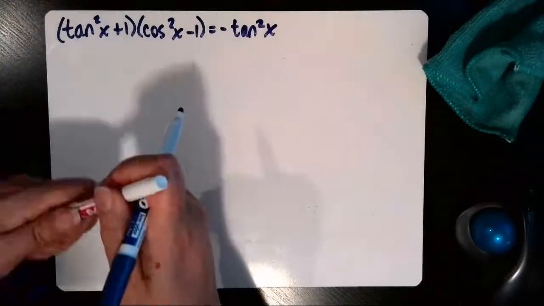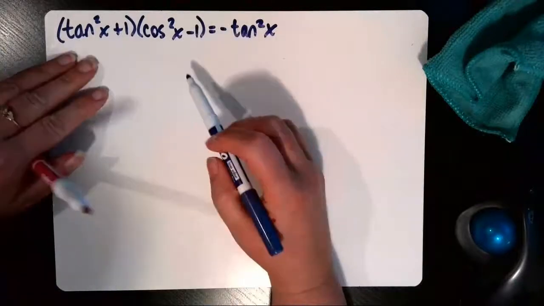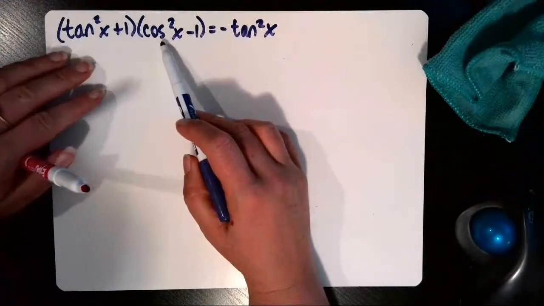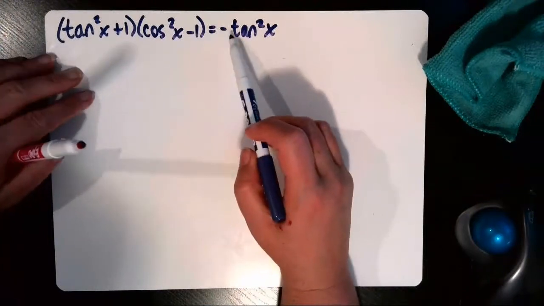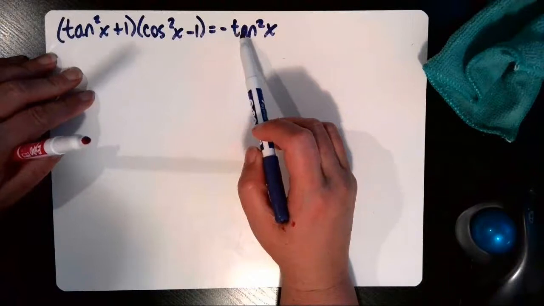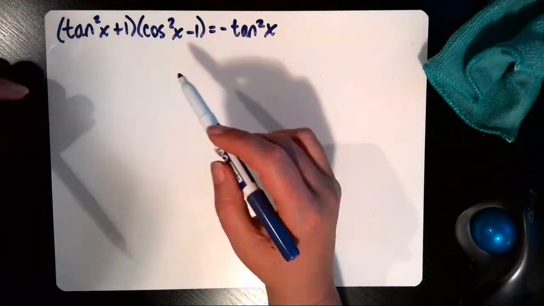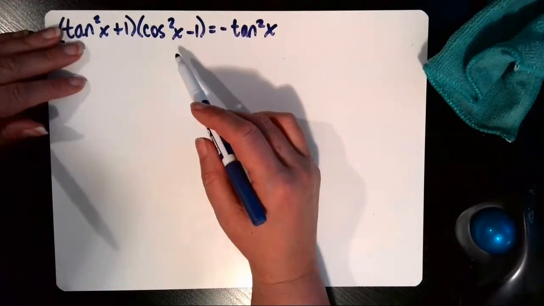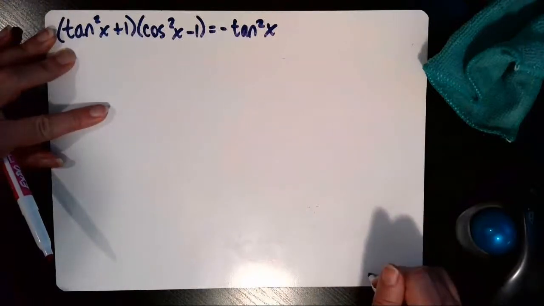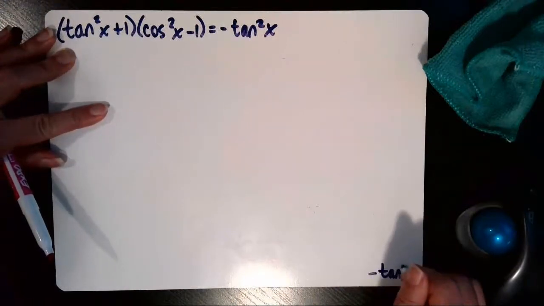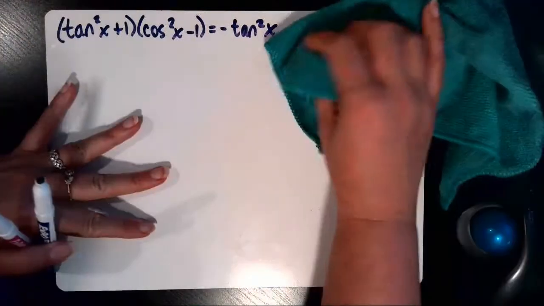Okay, so in this problem, we want to verify the identity tangent squared x plus 1 times the quantity cosine squared x minus 1. We want to show that that's equal to negative tangent squared x. And when you're verifying trig identities, you want to start with the more complicated side and show that it equals the less complicated side. So I'm going to jot down negative tangent squared x down here in the corner to remind me of where I'm headed.